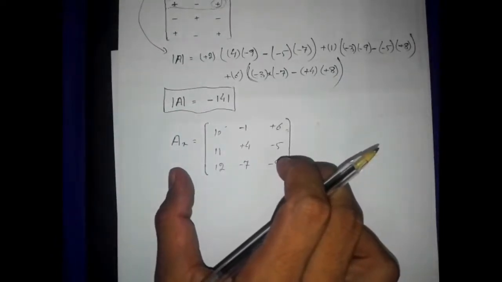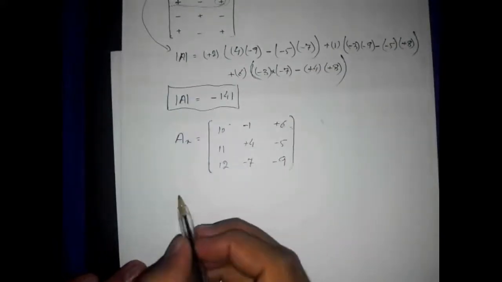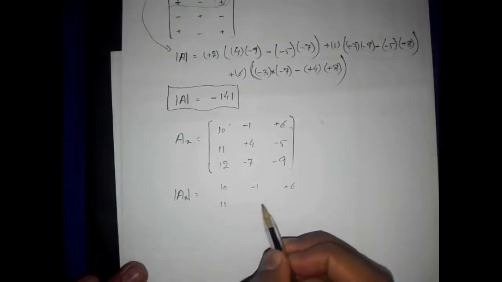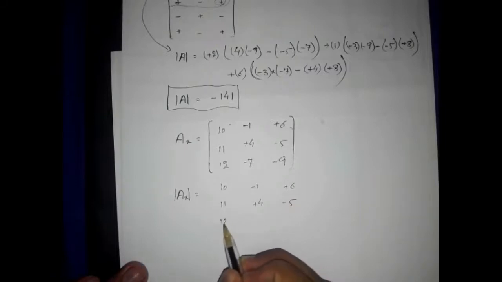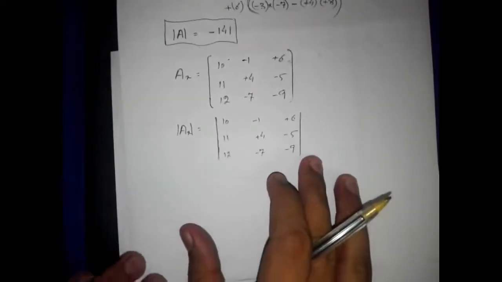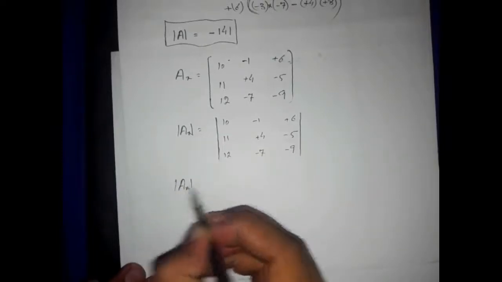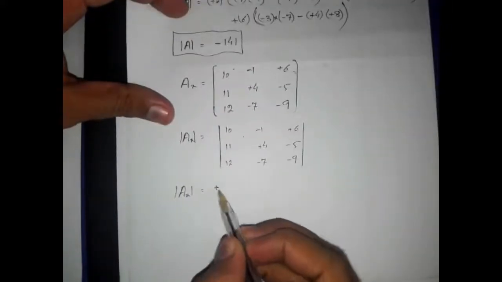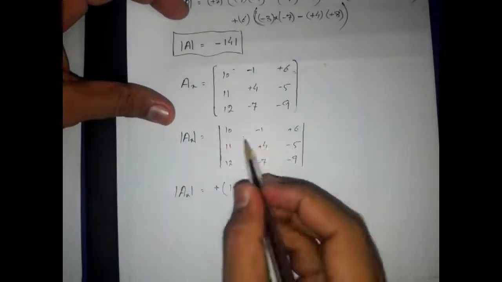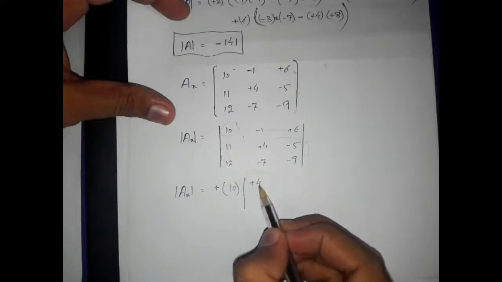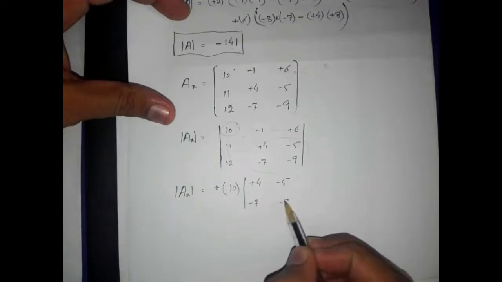Now come toward the determinant. The determinant of Ax will be equal to 10, minus 1, plus 6, 11, plus 4, minus 5, 12, minus 7, minus 9. Now solve it further. Ax is equal to plus, because I took this row and here we have the plus sign, so I put the plus sign. Then I take this number 10, leave these numbers and take just these and write them in the form of a matrix: plus 4, minus 5, minus 7, minus 9.